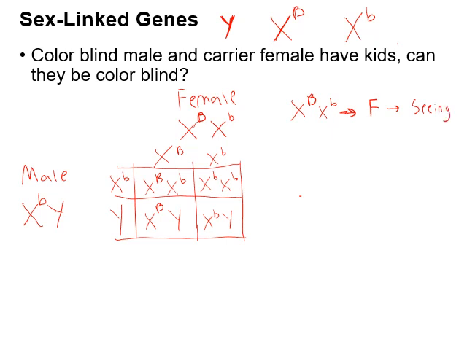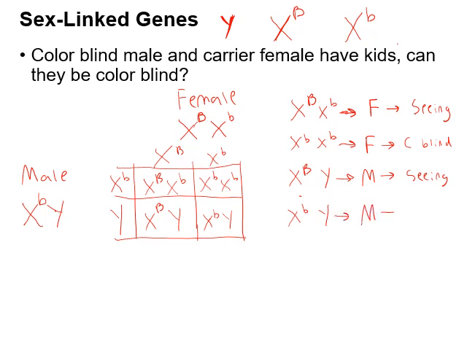Then the next box we see is X lowercase b, X lowercase b. It's two X's, so again, that's a female, and she has two copies of the recessive allele, meaning that she is colorblind. With the next box, we have X capital B and Y. That is a male because there's a Y chromosome, or at least a genetic male, I should say. Because he has the capital B allele, he is color seeing. Finally, we have the last situation, X lowercase b, Y. This is another male, and because he has the lowercase b, he is colorblind.